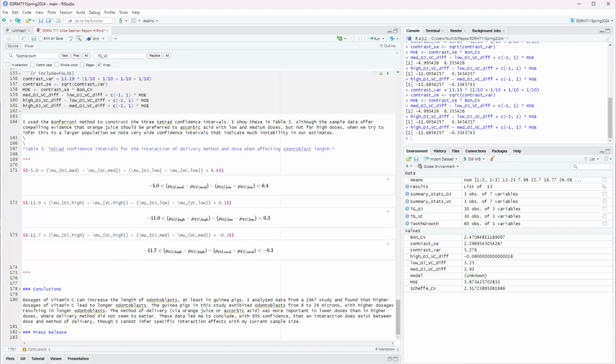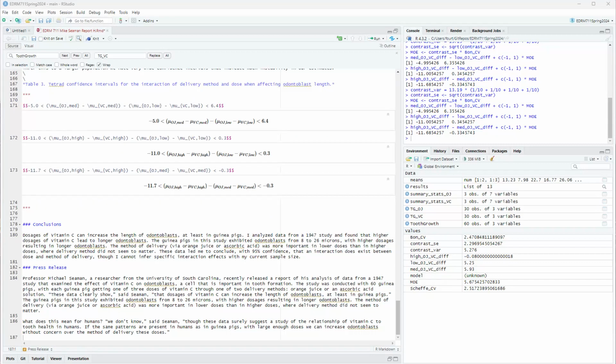And now I need a press release. I need to be able to say this to the public. So here's what I say. Professor Michael Seaman, a researcher from the University of South Carolina, recently released a report of his analysis of data from a 1947 study that examined the effect of vitamin C on odontoblast, a cell that is important in tooth formation. The study was conducted with 60 guinea pigs, with each guinea pig getting one of three doses of vitamin C through one of two delivery methods, orange juice or an ascorbic acid solution.